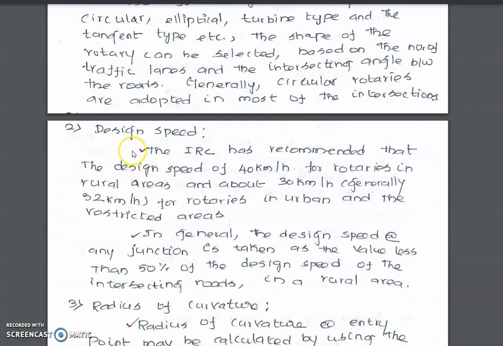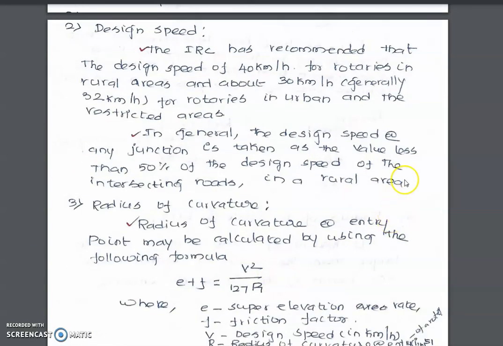Then design speed. The Indian Roads Congress, IRC, has recommended a design speed of 40 km per hour for rotaries in rural areas and about 30 km per hour, generally like 32 km per hour, for rotaries in urban and restricted areas. In general, the design speed at any junction is taken as a value less than 50% of the design speed of the intersecting road in a rural area.